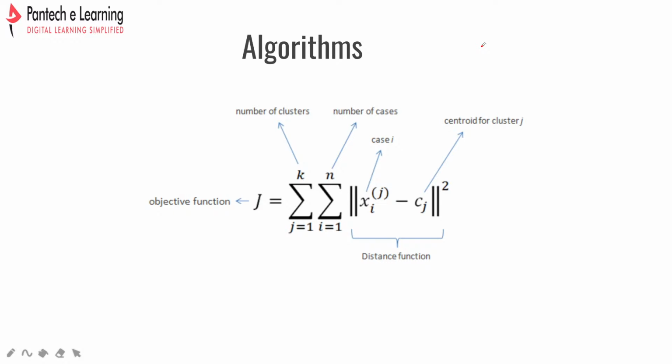So we have covered what the K-means algorithm is, what is existing and what is proposed. The formula for the algorithm is J equals the summation over j equals 1 to K, where K is the number of clusters, and i equals 1 to n, where n is the number of cases, of the norm of x_i^(j) minus c_j, squared. This is the distance function between a case and the centroid of its cluster. So this is the algorithm for K-means.